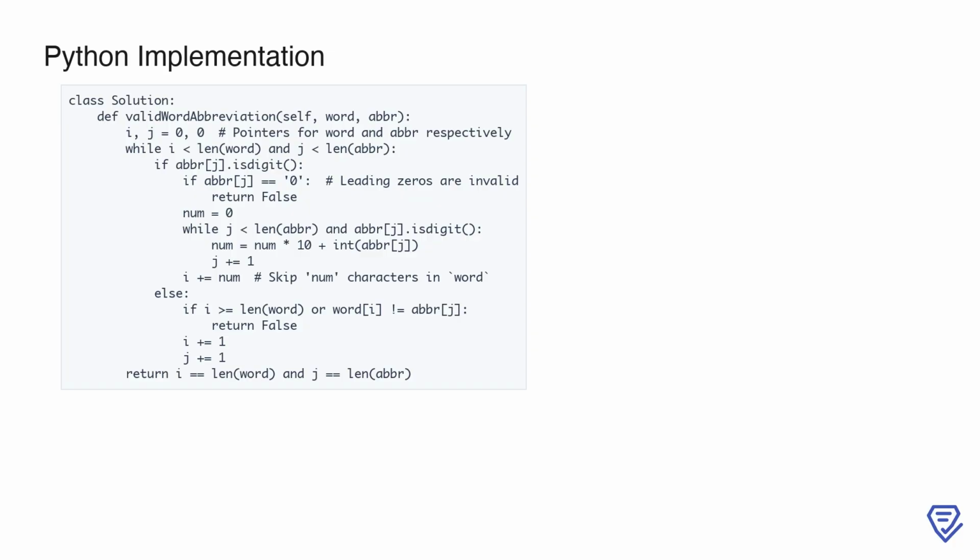This implementation handles edge cases, such as leading zeros in the abbreviation, mismatched string lengths, and invalid characters. The algorithm runs in O(n + m) time complexity, where n is the length of word and m is the length of abbr, making it efficient for this problem.